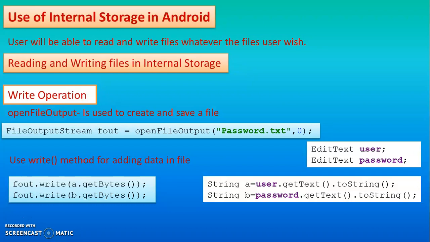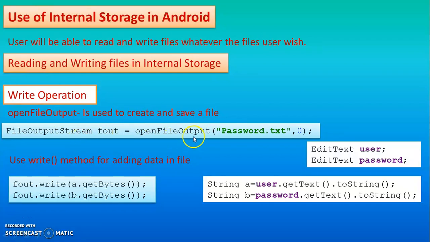Okay. So now we will see reading and writing file in internal storage. So for performing the operation, first you perform write operation, because once you write the information then you can read. For performing writing operation there is a use of method, and this method is known as openFileOutput. By using this method you can create and save file.